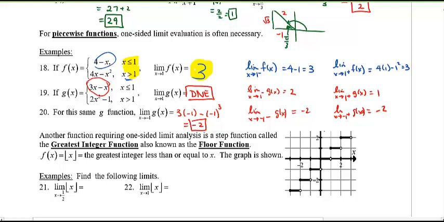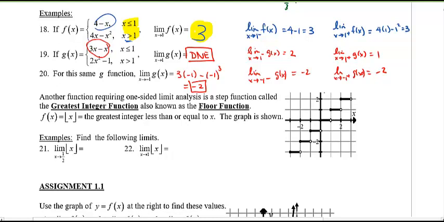Okay. Finally, let's throw you some weird function. AP Calculus, they throw you some weird stuff. So you might not have seen this before, but this is called the greatest integer function, also known as a floor function. Sometimes we call it a step function because it looks like steps. The notation looks like absolute value, but it's not.